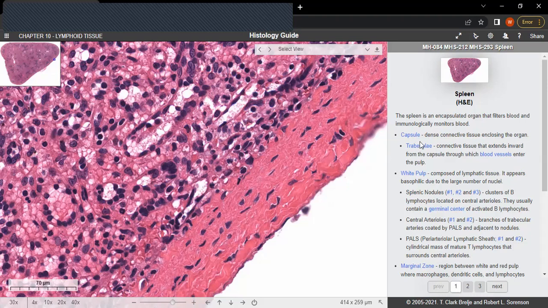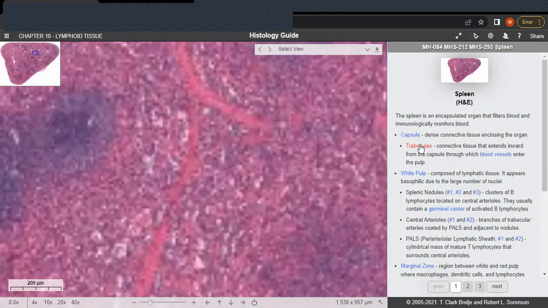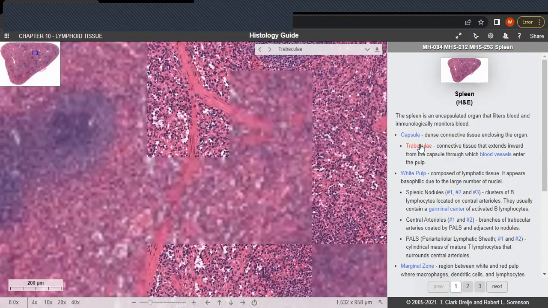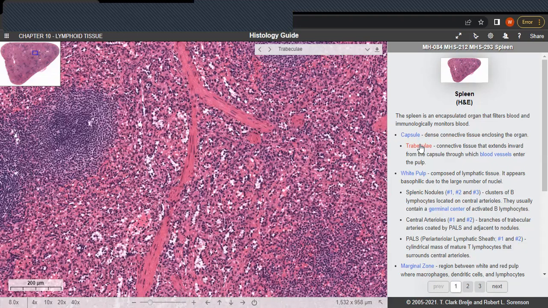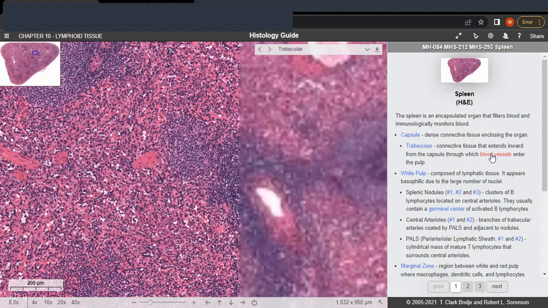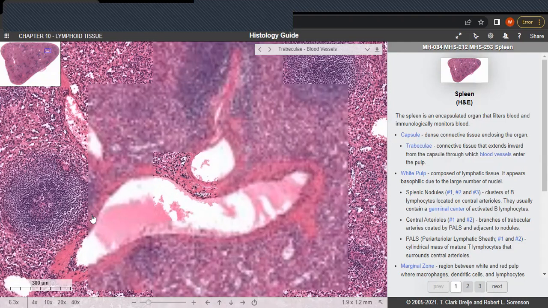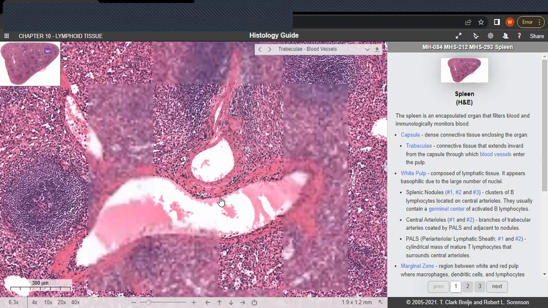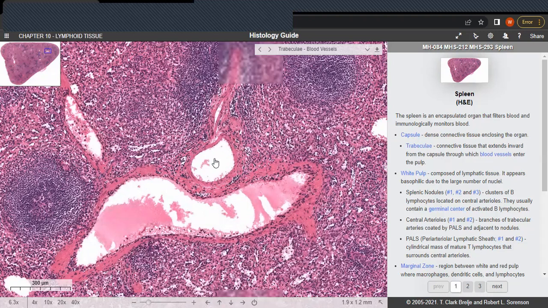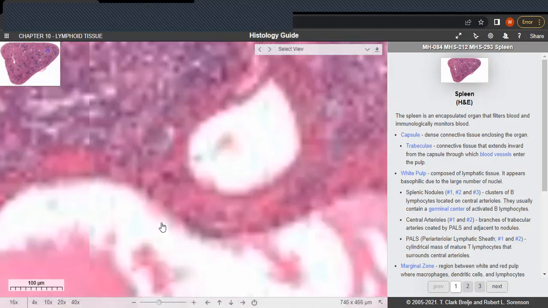The capsule usually sends in trabeculae. Remember the trabeculae usually contain the blood vessels. In this case, they contain only blood vessels, no lymphatics, only the arteries and the veins. So you can see a blood vessel. This is a very good section of a blood vessel on the trabeculae. So this is another blood vessel, for you to see clearly.